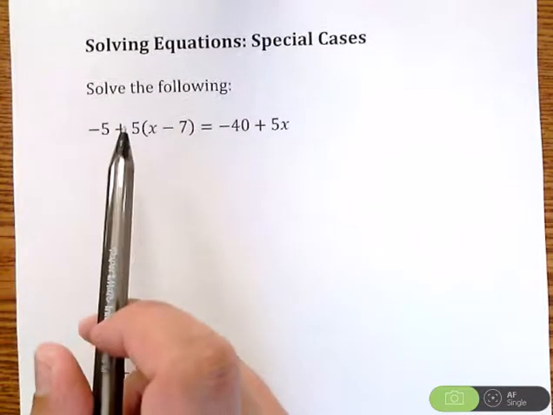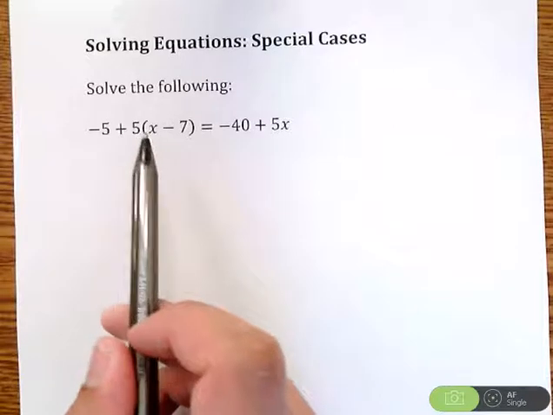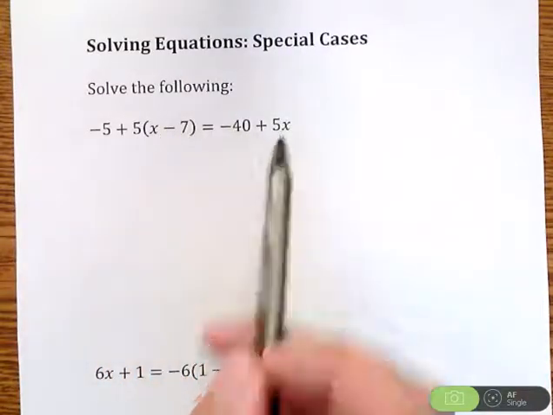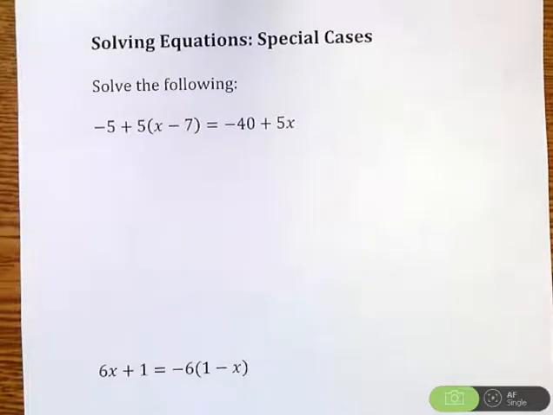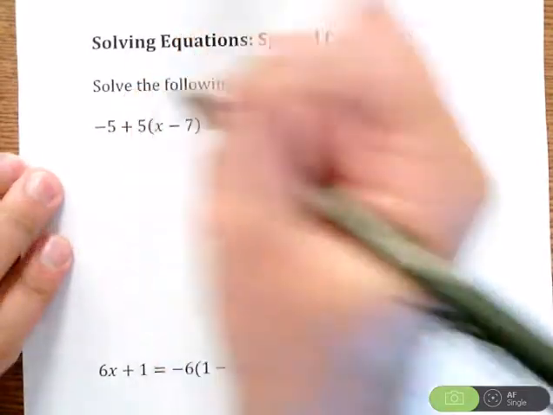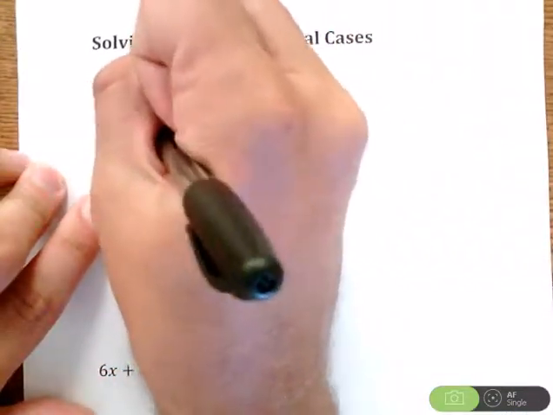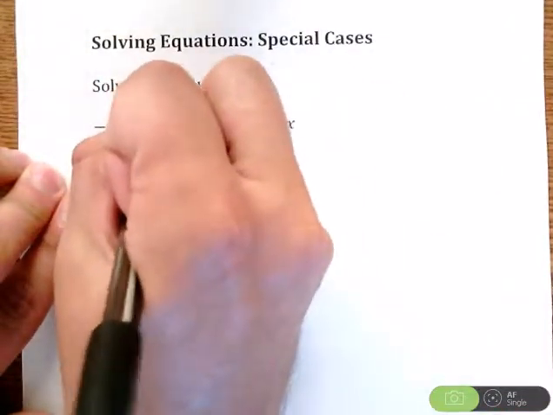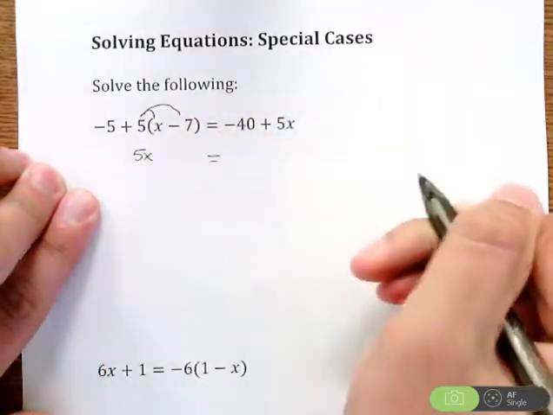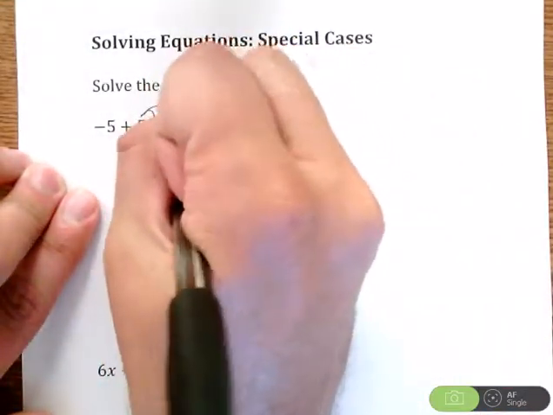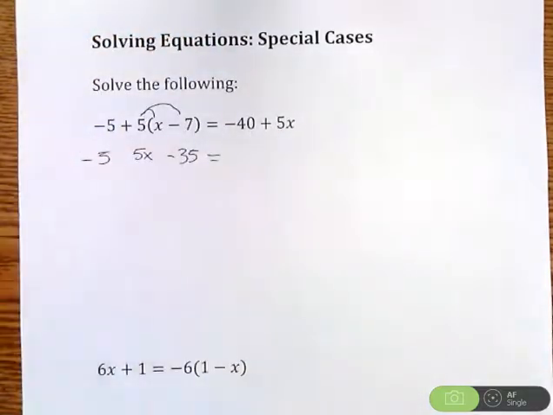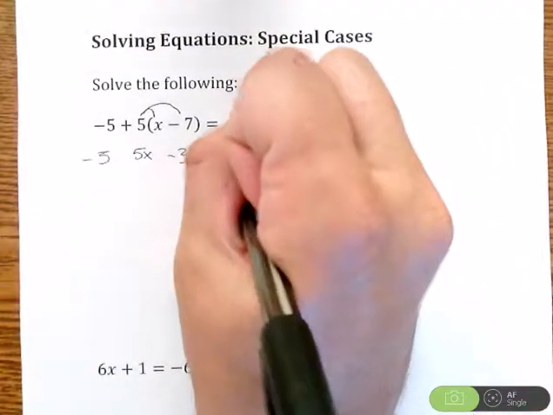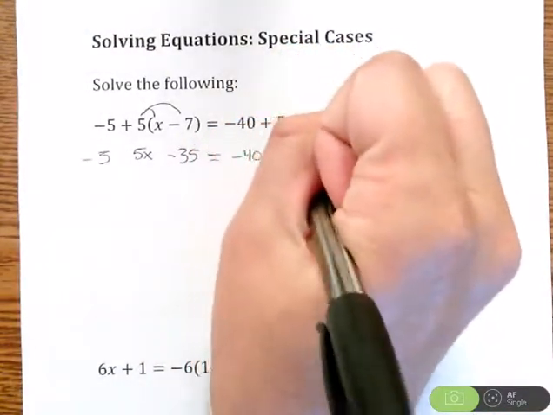First problem: -5 plus 5 times (x minus 7) equals -40 plus 5x. First thing I see here is parentheses, and I would like to get rid of those. So I'm going to take this positive 5 and distribute it on through. 5 times x is 5x, 5 times -7 is -35, and I still have that -5 out front that I have not touched yet. On the right side we have no parentheses to distribute, so it stays the exact same.